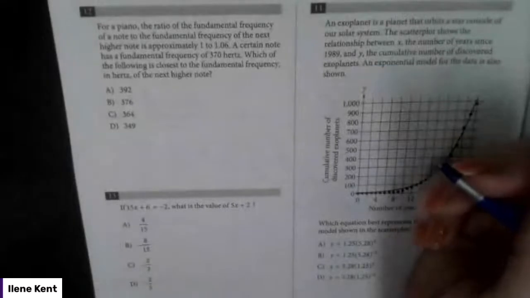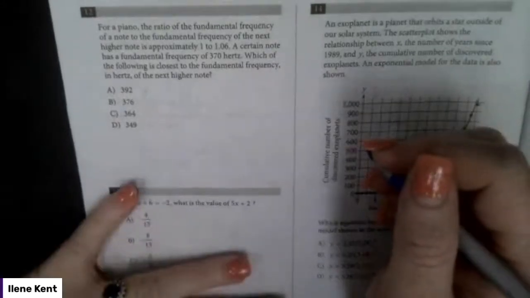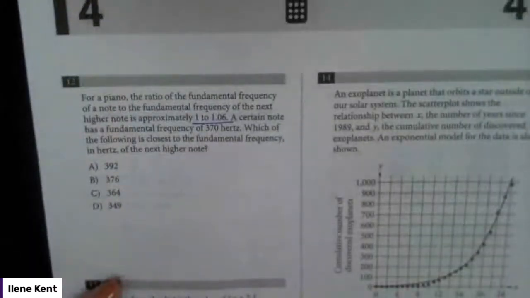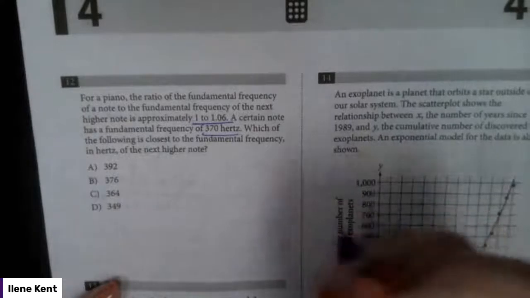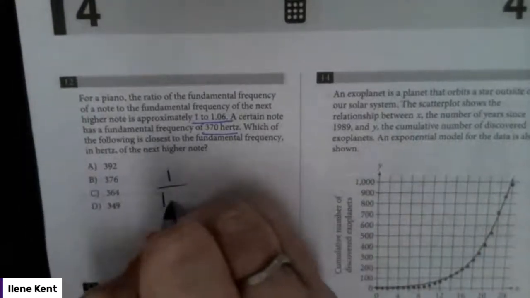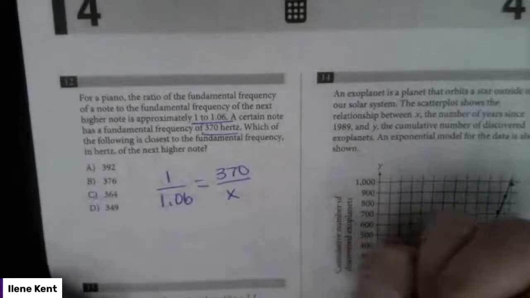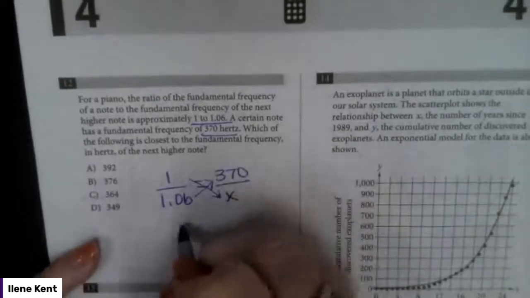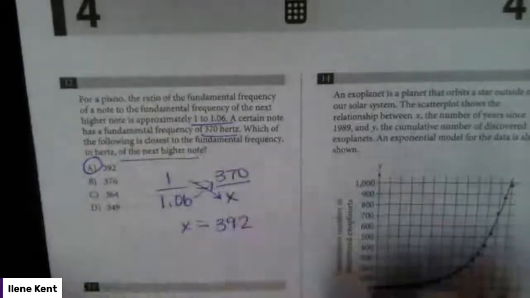All right. Halfway. Number 12. For a piano, the ratio of the fundamental frequency of a note to the fundamental frequency of the next higher note is approximately 1 to 1.06. It looks like we're doing ratios here. A certain note has a fundamental frequency of 370. So which of the following would be the closest fundamental frequency in hertz? So I'm going to just put 1 to 1.06 is equal to 370 over x. Using my calculator, I'm going to cross multiply. And that's going to give me 392. So that would be our next higher note.